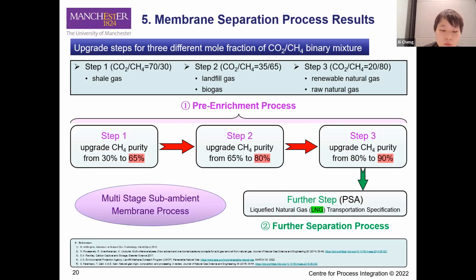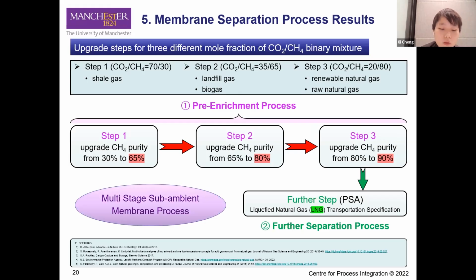And these are the membrane separation process results. The developed ANN models are integrated into the hollow fiber membrane model for dynamic simulation of the separation of the binary mixture. We consider three different sources of CO2 and CH4 binary mixture: natural gas, landfill gas, and shale gas. They hold different fractions of CO2 in the feed gas sources.